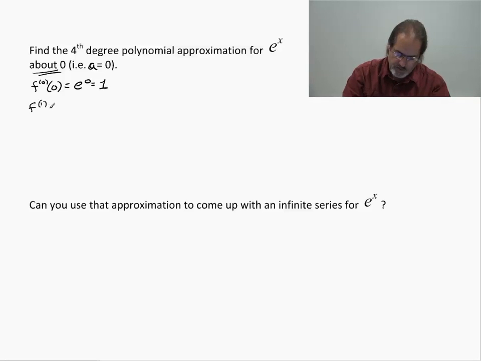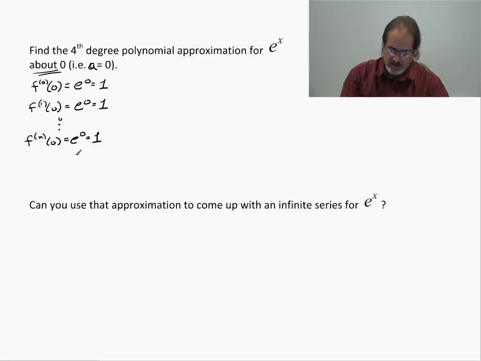The first derivative evaluated at 0 equals, well, the first derivative of e to the x is in fact e to the x, so that's just going to be e to the 0, which equals 1. Now, this will actually continue on forever. The nth derivative at 0 will always be e to the 0 equals 1, because the derivative of e to the x is always e to the x. So, well, that makes that easy.